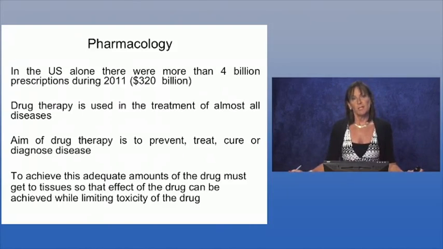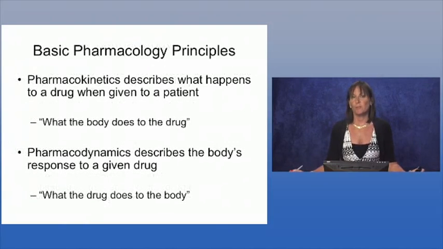In order for this to be achieved, there's a very simple principle. Adequate amounts of a drug must get to the tissues so that the effect of the drug can be achieved while limiting the toxicity. So let's return to the basic principles. What is pharmacokinetics? Very simply stated, it's what the body does to the drug.